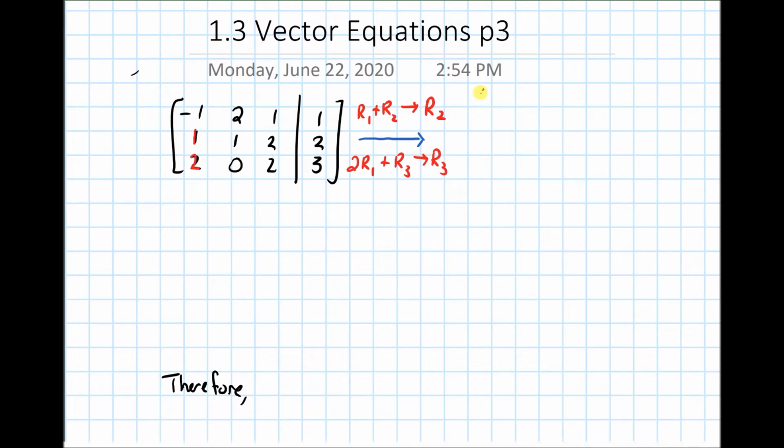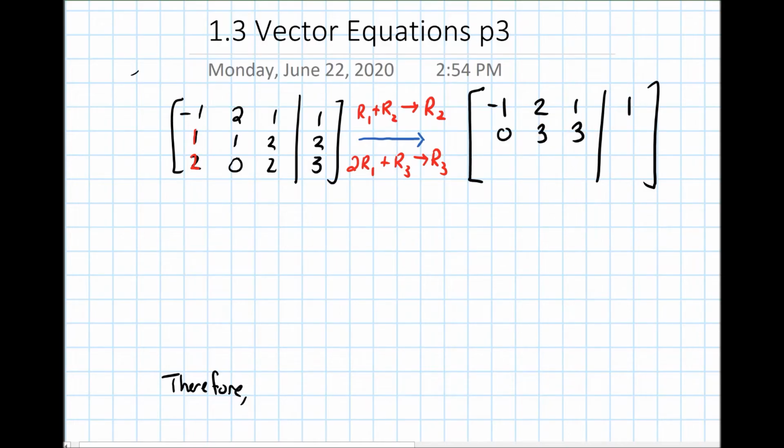Okay, so if I do that, the first row is going to stay the same as -1, 2, 1 augmented with 1. Let's close that bracket. So when I add the first row to the second row, I'll get 0, 3, 3, and 3. That's kind of nice. Okay, and then for the next row, what will I get for the third row?